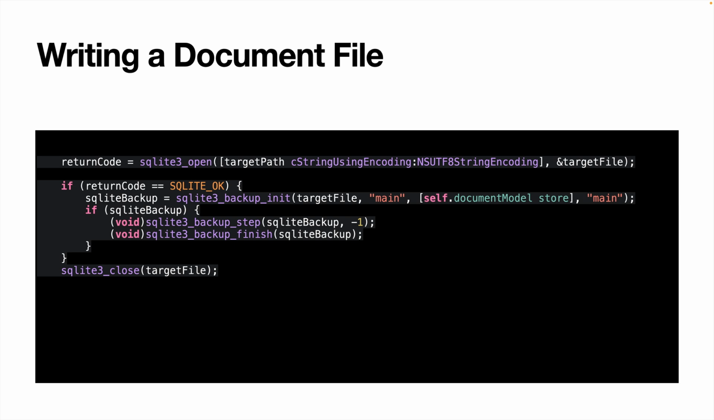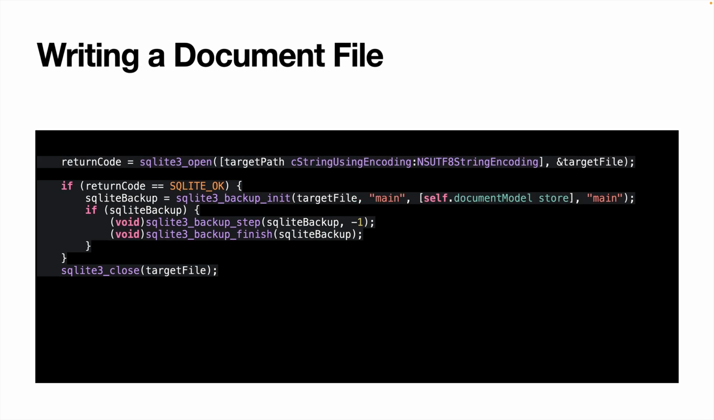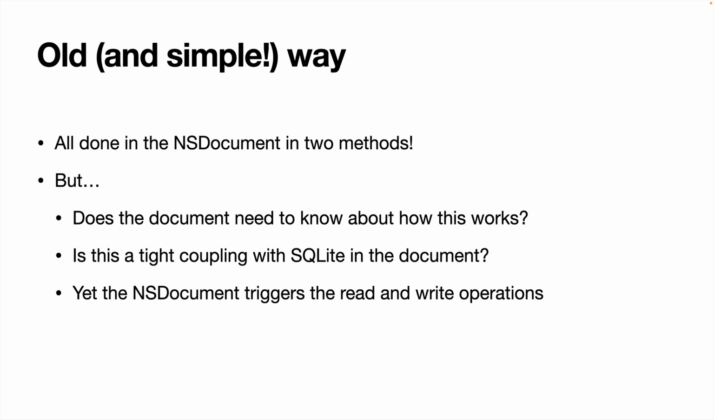And this brings up something so simple: this code is almost exactly the same. If you go back here, there's almost no difference between the code. That's an example of don't repeat yourself. Same code. All we need to do is swap what pointers we're using. So this code in the middle should have been used just once, but we're using it twice. So I consider this the old but simple way. It's all done in an NS document in two methods. It's very simple, and it's not necessarily wrong either. Being simple isn't necessarily wrong.